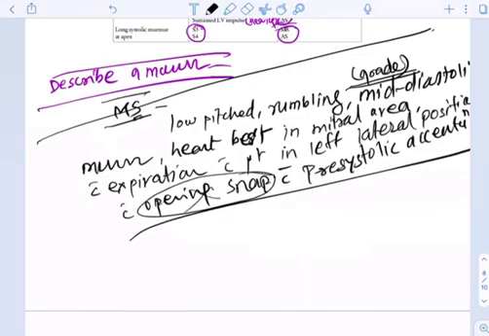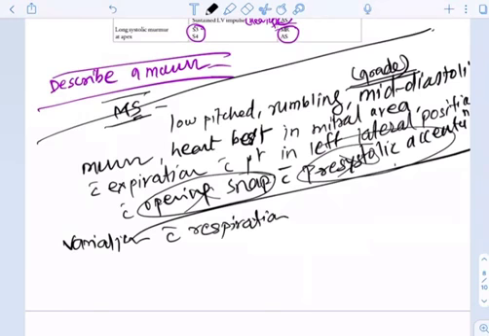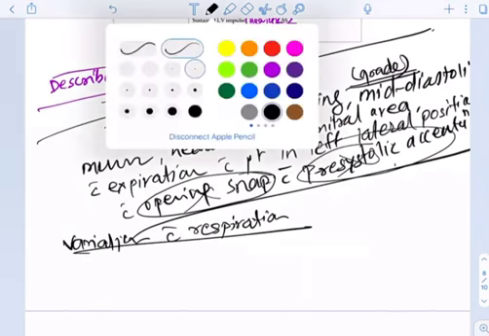This is just the model. It can vary. There may be absence of opening snap or pre-systolic accentuation if there is associated atrial fibrillation or severe MS. So this is how we should explain the MS. Now one basic rule that is left is variation with respiration, and it is very important to remember this.